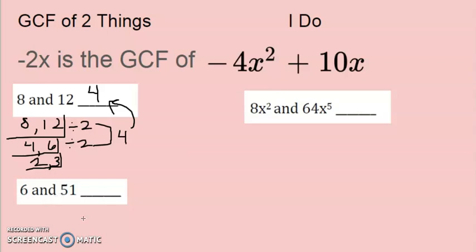6 and 51. The greatest common factor is 3. 8x squared and 64x to the fifth: our greatest common factor for the numbers is 8, and our greatest common factor for the x's is x squared. Again, remember, we choose the x with the smaller exponent to put here.